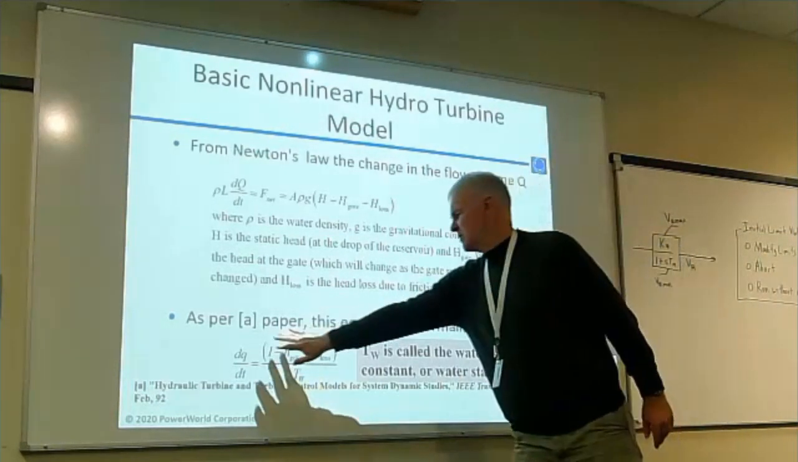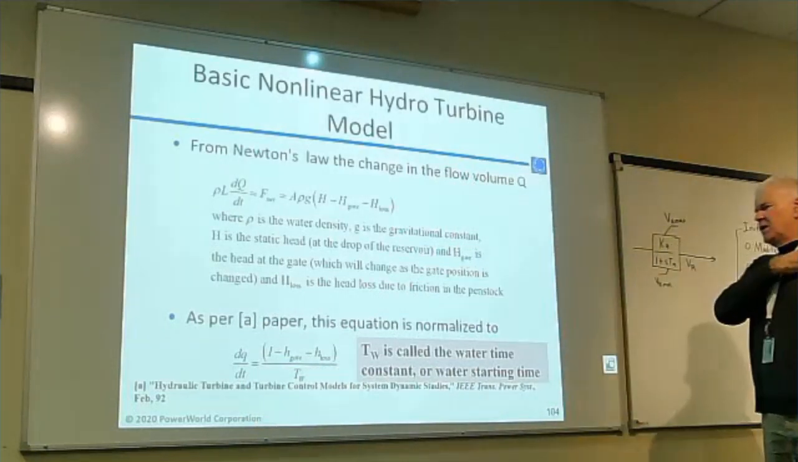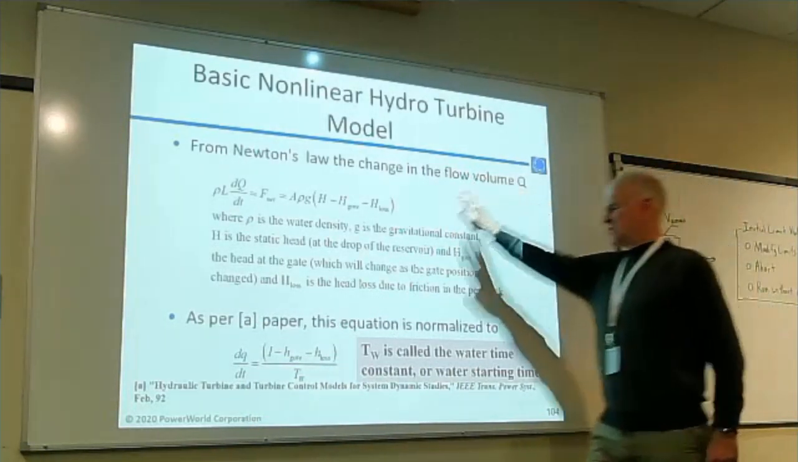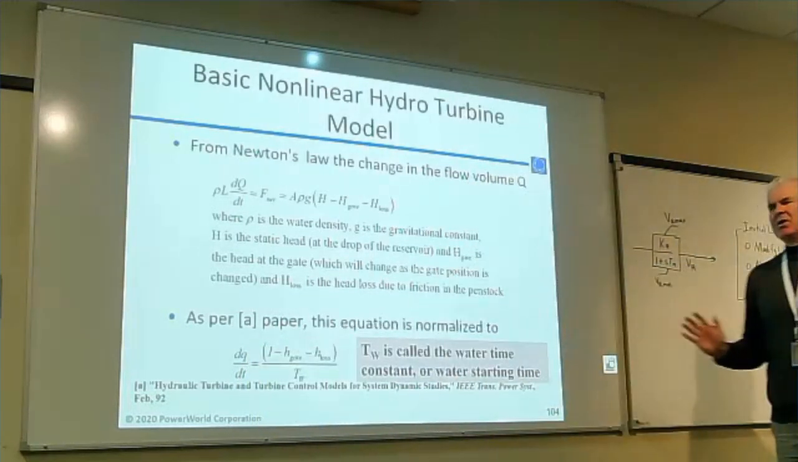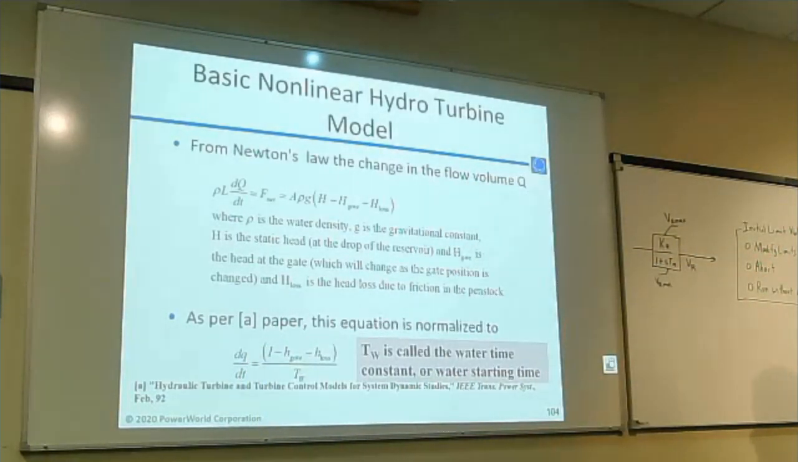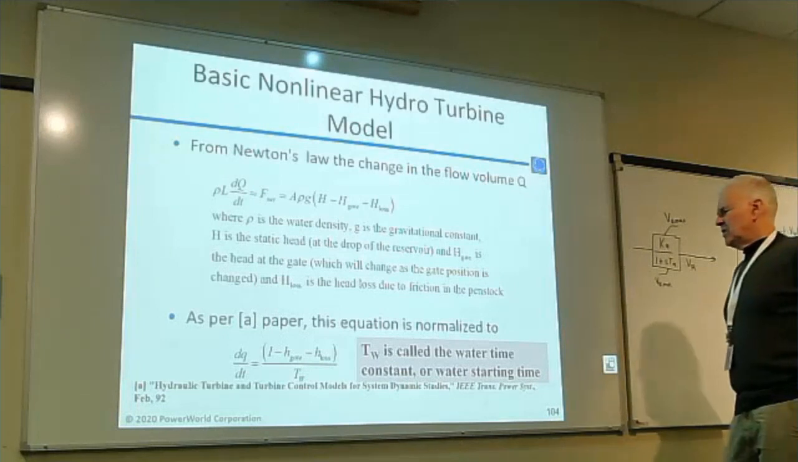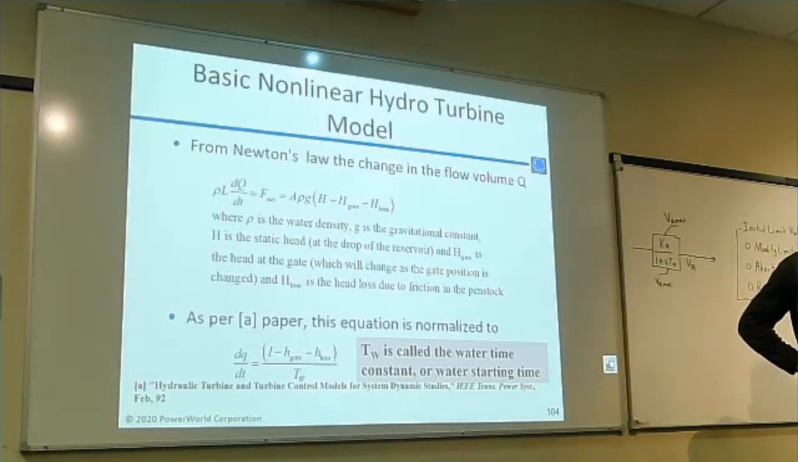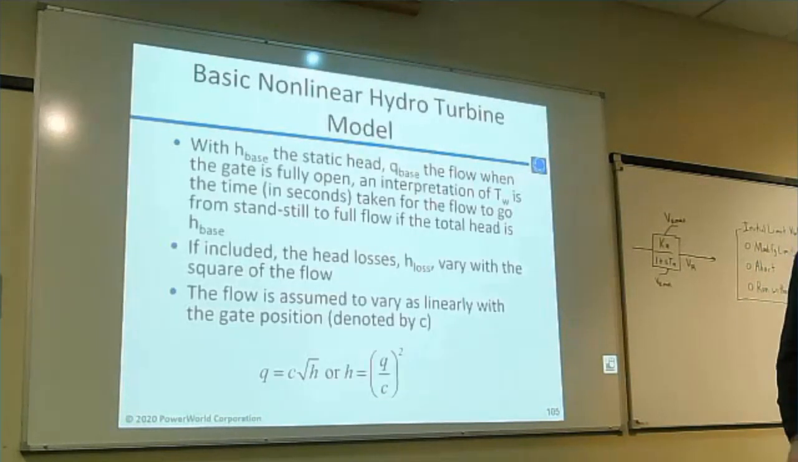What goes on is, per this paper, which came out in February 1992, this equation is normalized and it becomes this form here, where dq/dt is equal to 1 minus h_gate minus h_loss divided by Tw. Tw is just a parameter that comes from the normalization. It's called the water time constant, or the water starting time. Okay, and it's just a normalization parameter. Basically, the longer the tube, the longer the time. It's just how far does the water have to move?